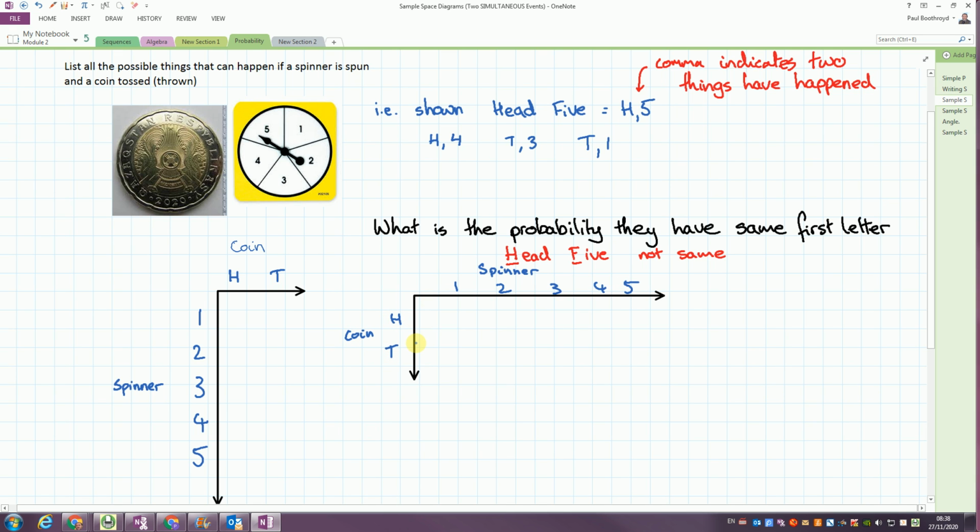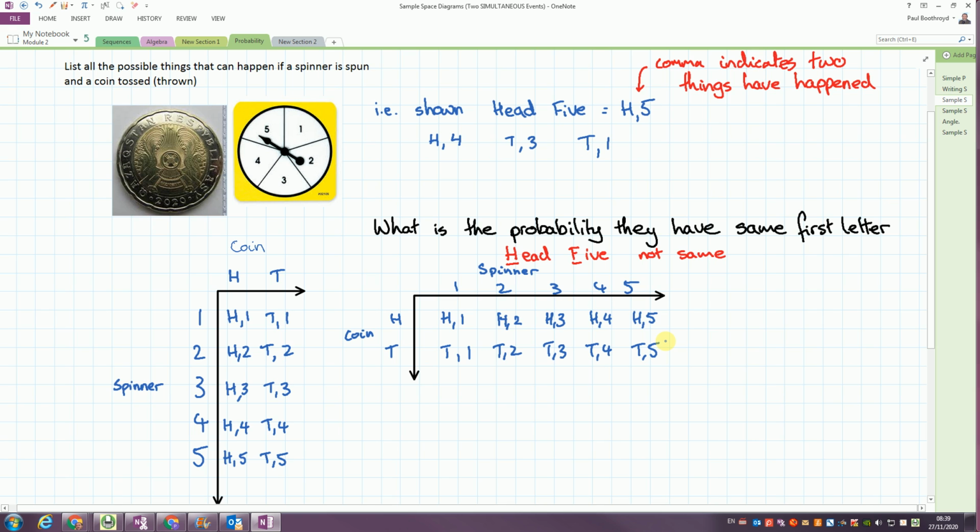And that means that we can look at the situation and list everything just by the two things that give the headings at the top and at the side. So the first one is head 1, tail 1. Head 1, tail 1. And you can keep going through. Okay, so we could do those right through.